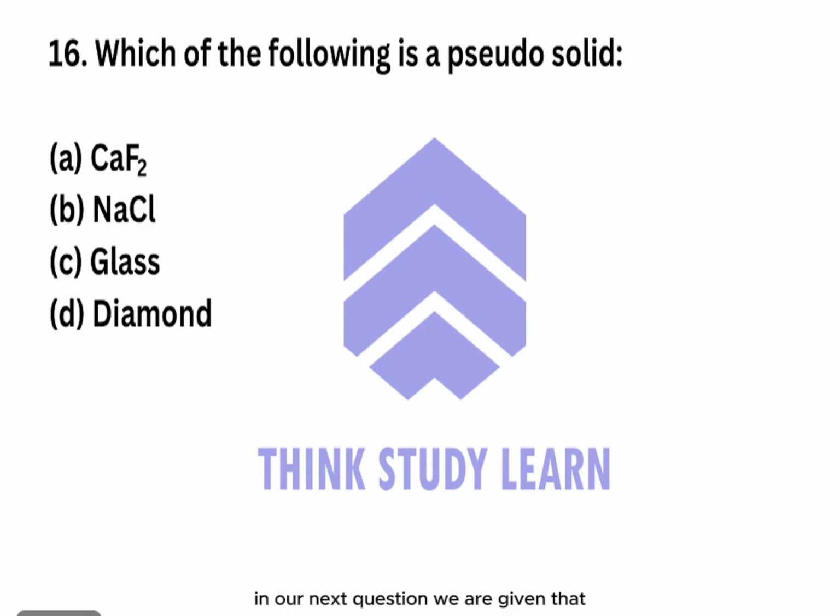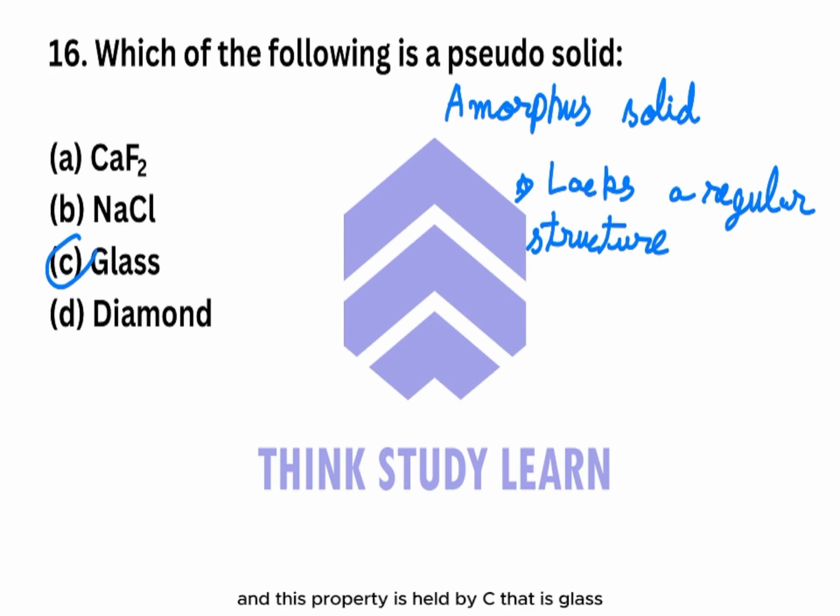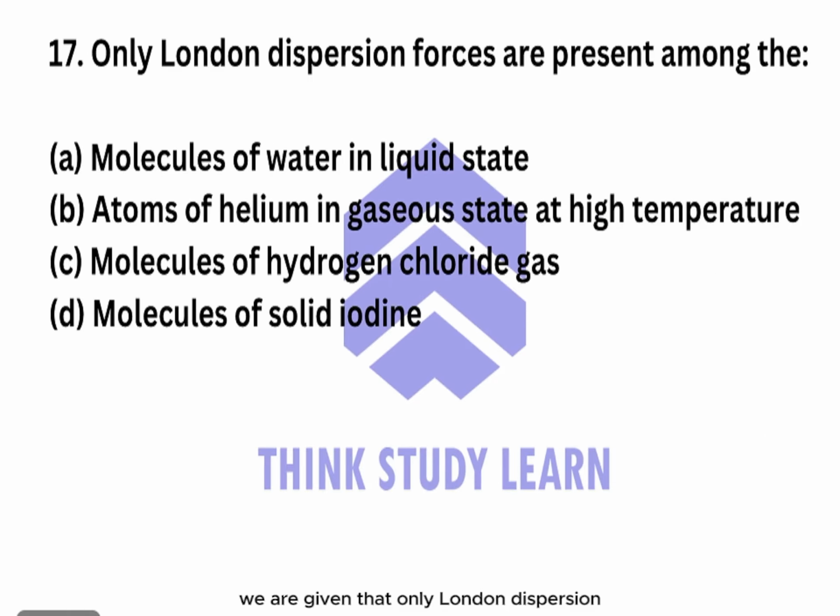In our next question, we are given that which of the following is a pseudosalt? By pseudosalt, we mean an amorphous solid. That is, it lacks a regular structure. And this property is held by C, that is glass. In our next question, we are given that only London dispersion forces are present among what? Solid iodine is nonpolar in nature.